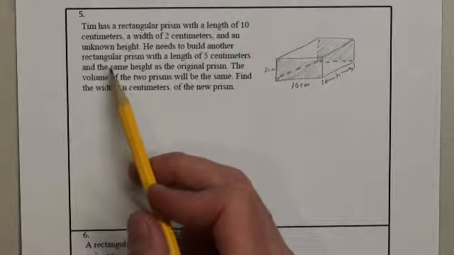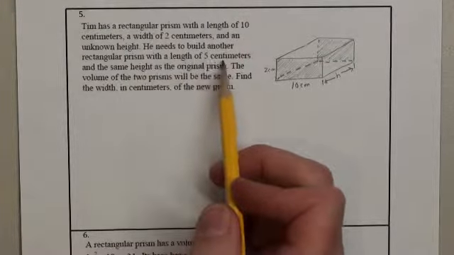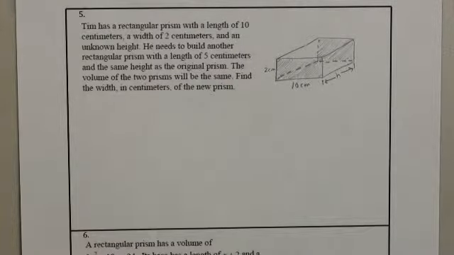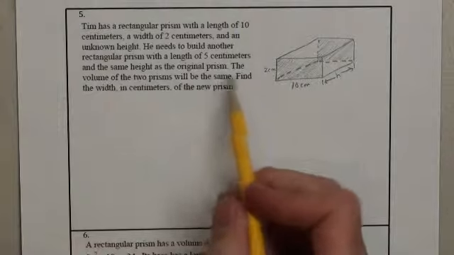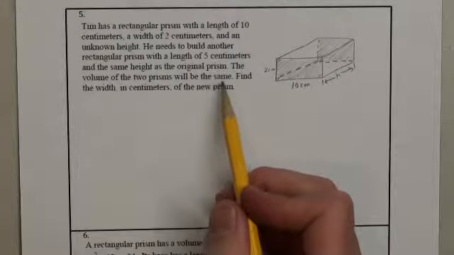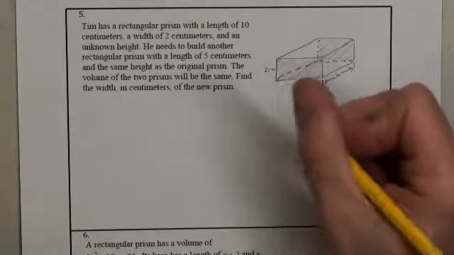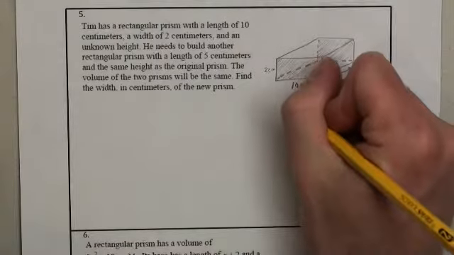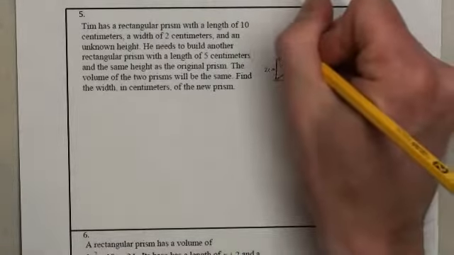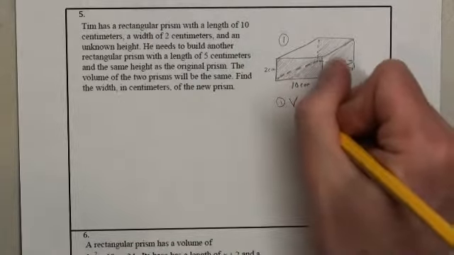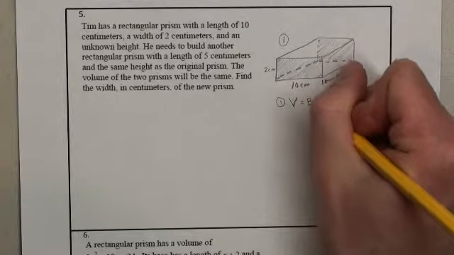He needs to build another rectangular prism with a length of 5 centimeters and the same height as the original prism. The volume of the two prisms will be the same. Find the width in centimeters of the new prism. So let's just think about the volume of this one first. Let's call this one the first one. Okay? The volume equals the base area times the height.